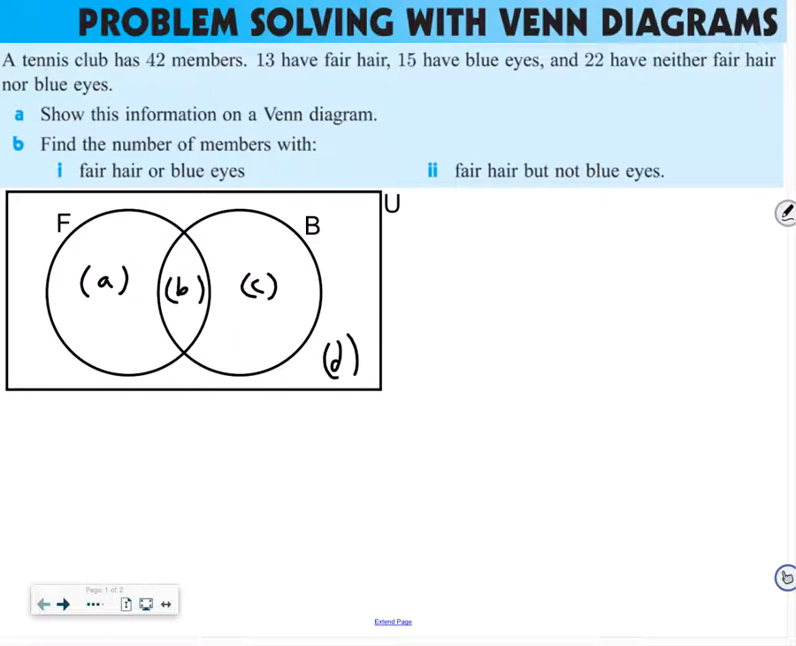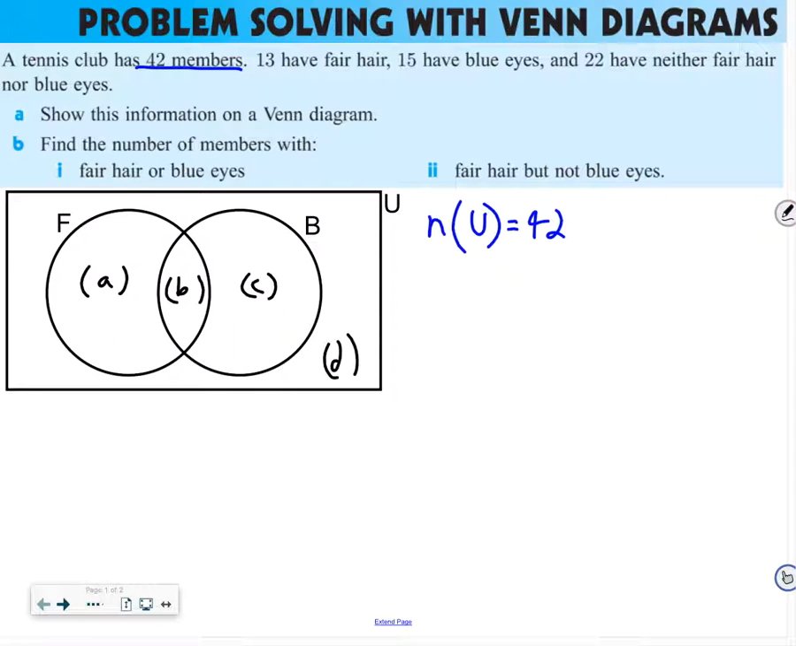Remember, when I put the brackets around, it's how many elements are in that region. Okay, so looking at this original problem, I see that a tennis club has 42 members, 13 have fair hair, 15 have blue eyes, and 22 have neither fair hair nor blue eyes. So the first bit of information I'm going to use is this. That tells me the number of elements: my universal set is 42.